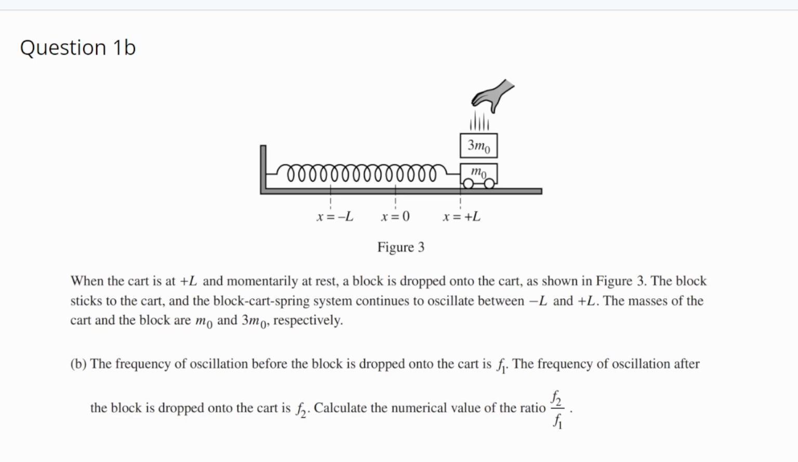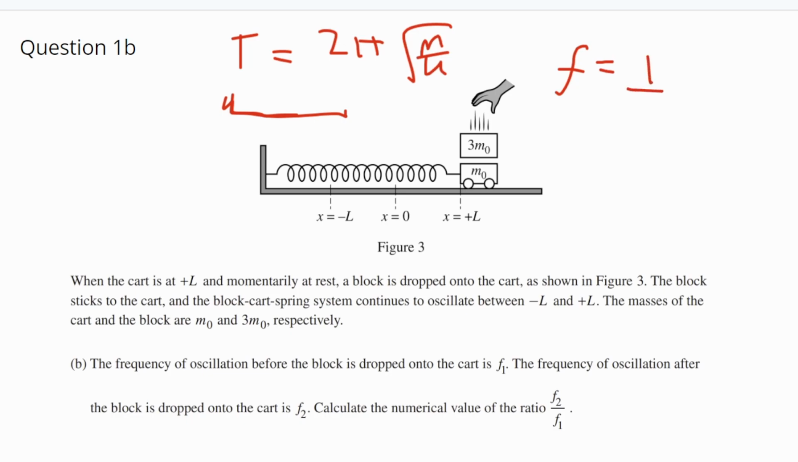So here we're given period equals 2 pi square root of m over k. This is for simple harmonic motion. You can use it for all simple harmonic motion problems. So this is period. We want frequency, which is just 1 over period. So if we invert this equation, we get 1 over 2 pi square root of k over m. And then we use the ratio f2 over f1.